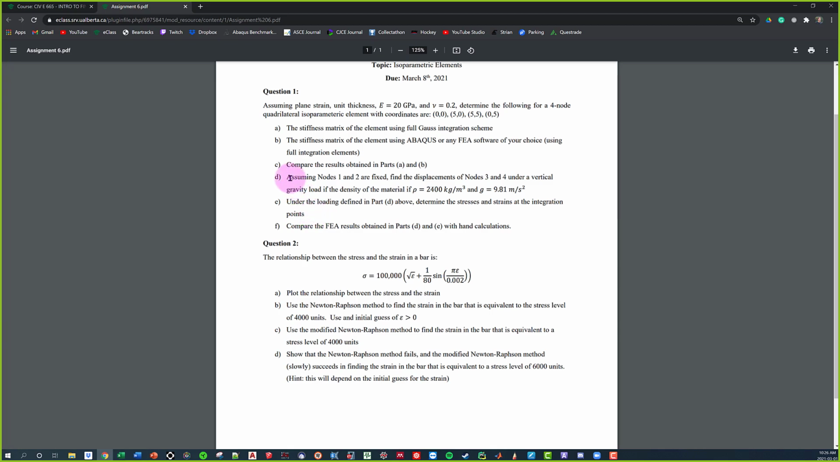So these two are going to be done in ABAQUS. You're going to do the elements in ABAQUS, and then you're going to redo it with hand calculations and just compare the two results. So it shouldn't be too bad. The only problem that I can see you having is the stiffness matrix in ABAQUS. So we're going to look at that right now.